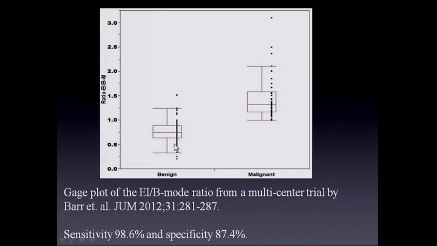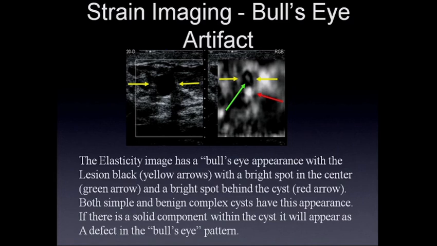There was a little bit of overlap of benign lesions with malignant lesions, but overall there's a very good separation of the distribution between benign and malignant. Another interesting thing that we have reported is that on some vendors' strain systems there's a very unique artifact which we've named the bullseye artifact, and this occurs in cystic lesions, and here you can see a simple cyst.